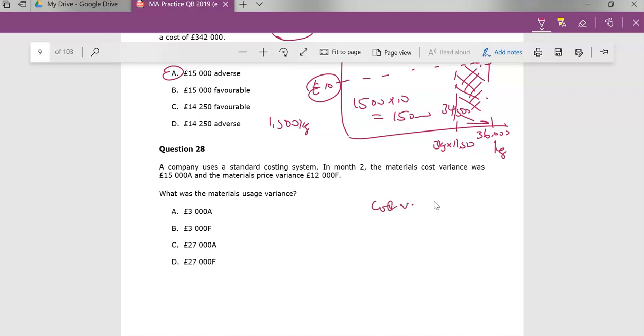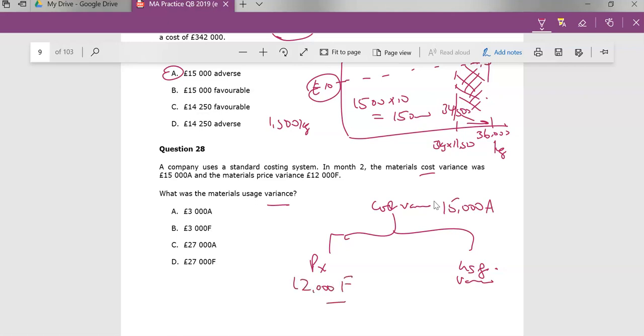There's a cost variance. There's a difference between what you should have spent, as far as the standard's concerned, and what you actually did. And like we said, that's broken up into a price variance and a usage variance, right? So this question is sort of saying, what's the usage variance? They're telling you the cost variance was 15,000 adverse, and the price variance was £12,000 favorable.